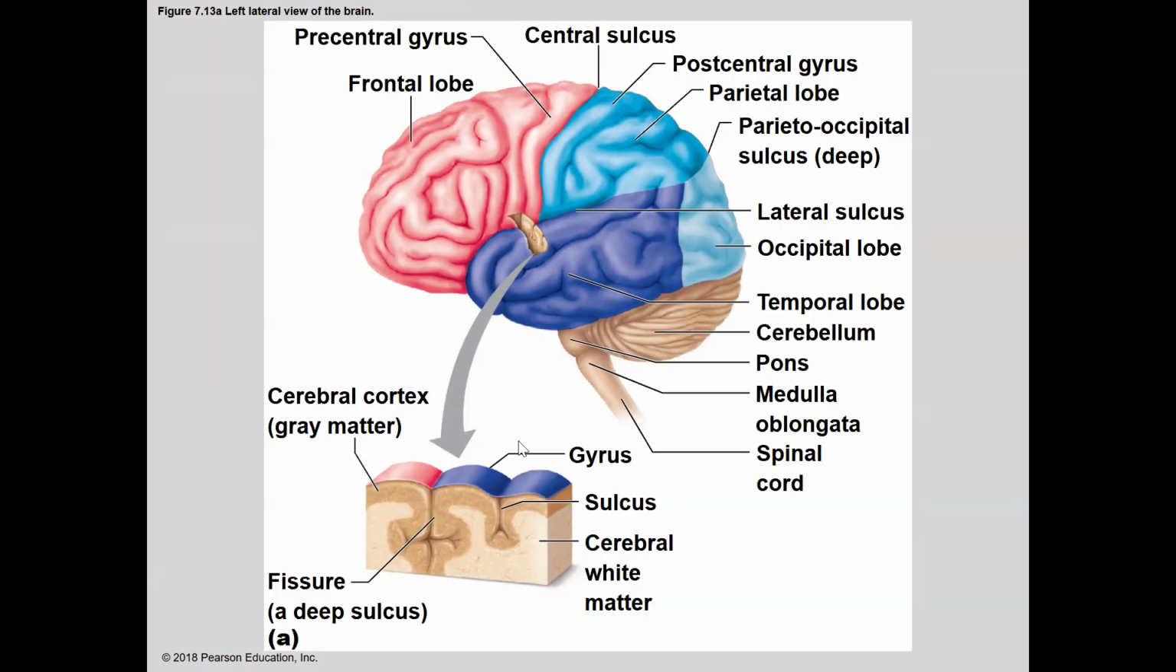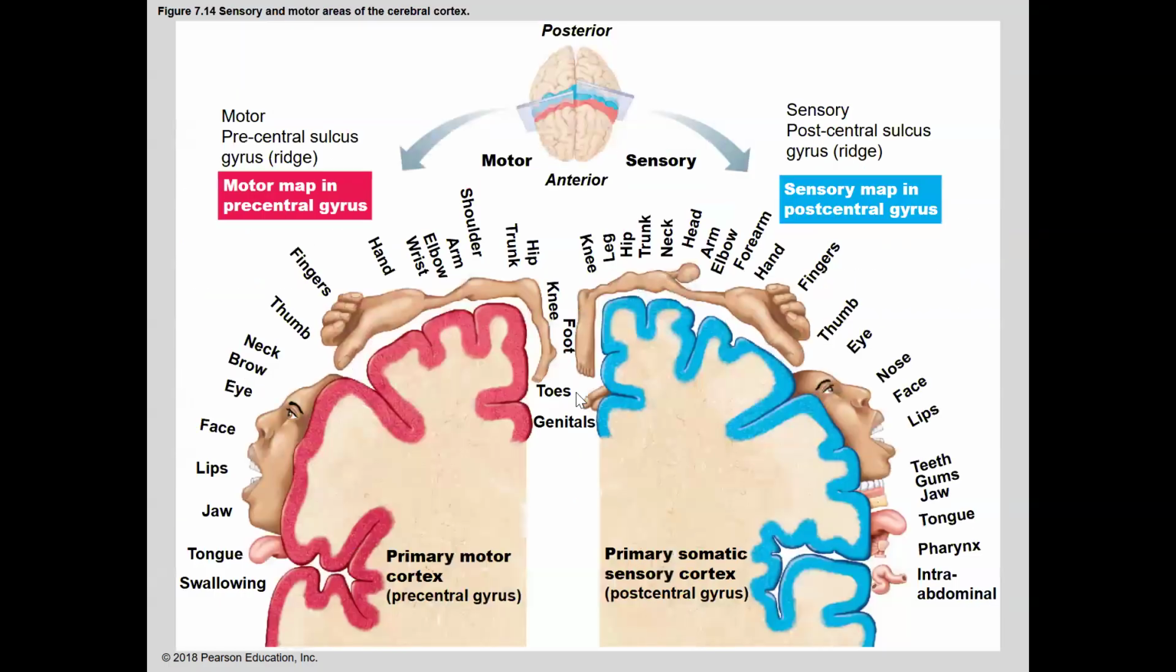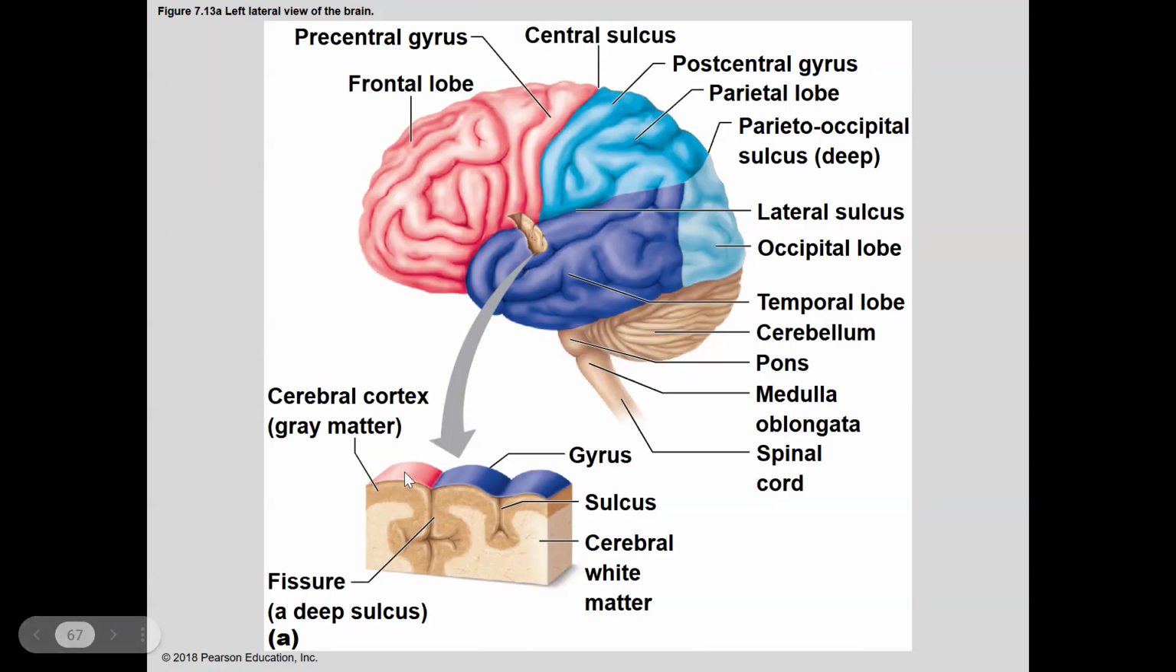When we look at the brain and all of the folds that it has, these are called the gyri. The sulci are the deep grooves within the brain, and the folds that we see are the gyri, or gyrus, part of the interesting anatomical structure of the brain.